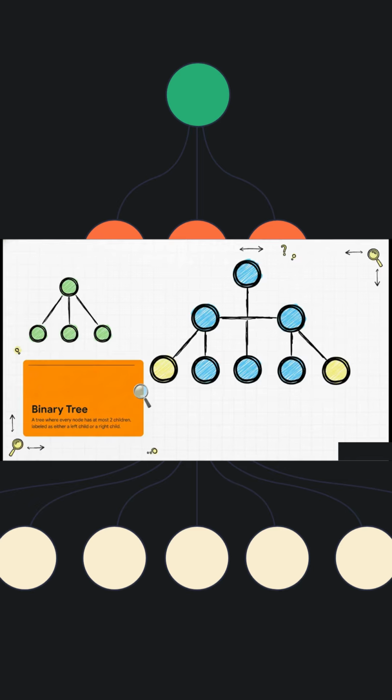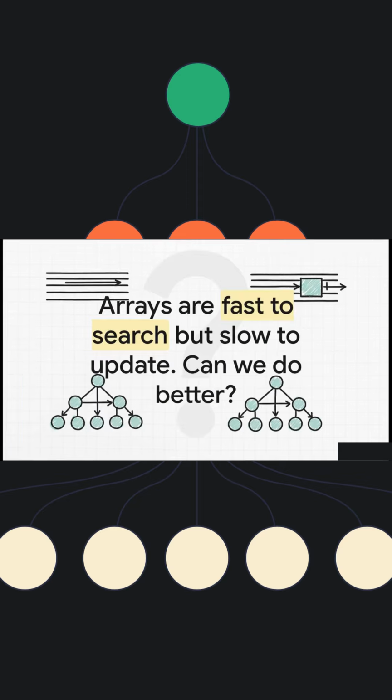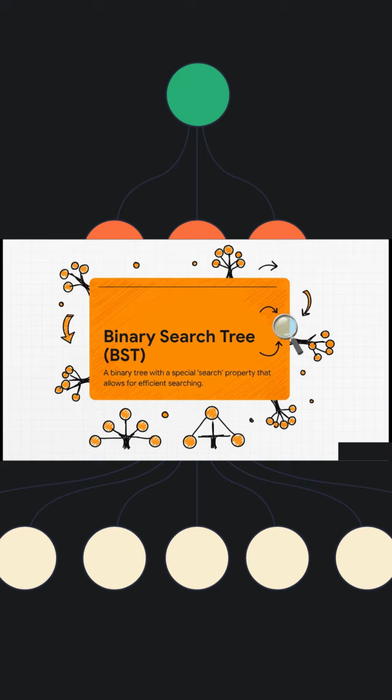Now let's zoom in on a super common type, the binary tree. Each node has two children, tops. This gets to a classic problem. Arrays are fast to read but slow to update. Can we do better? Absolutely. Enter the binary search tree. It's a binary tree specifically designed for super fast searching.